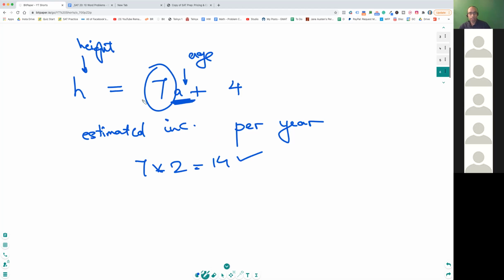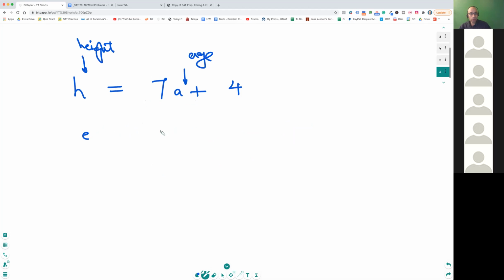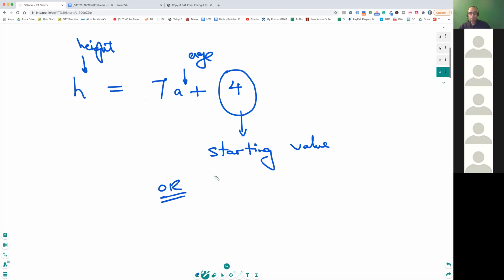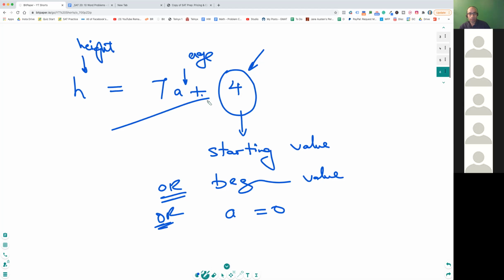The other shortcut is the estimated increase. Let's say they ask you, what is the interpretation of this 4? The interpretation of this 4 is the starting value, or it's also the beginning value. Okay, means the same thing, right? Or the value when this variable a is equal to 0. All of these mean the same thing. It's also the y-intercept, but in this case, when you interpret it, that's what the value is. So that value is your initial value.